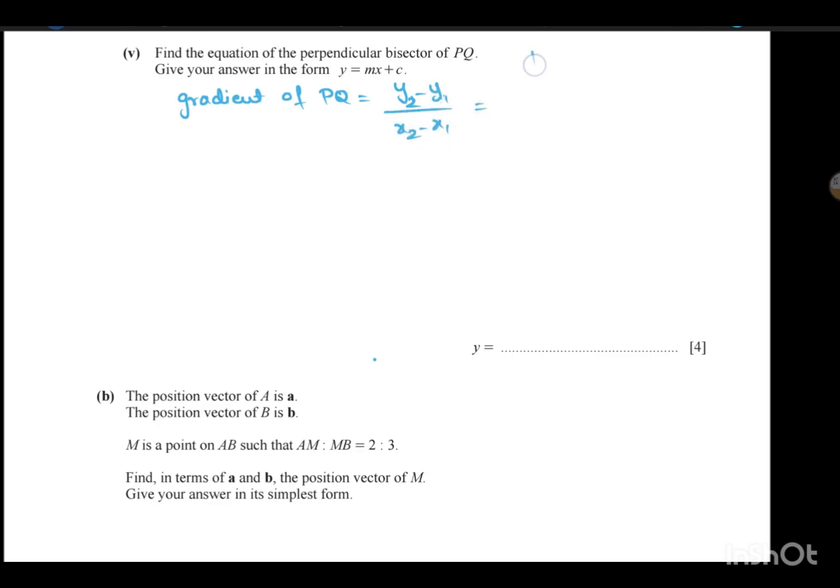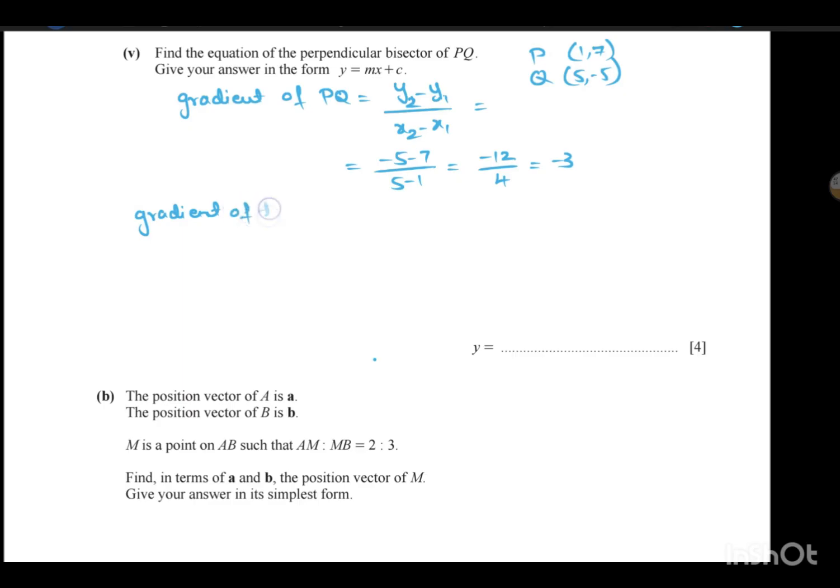We know that P is (1, 7) and Q is (5, -5). So taking this, -5 minus 7 by 5 minus 1, we get -12 by 4, which is -3. This is the gradient of PQ. Now the gradient of the perpendicular bisector of PQ will be the negative reciprocal: negative becomes positive and positive becomes negative. Now the gradient is already negative, so the gradient of the perpendicular bisector will be positive and reciprocal.